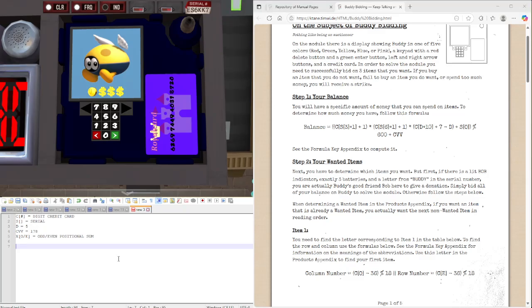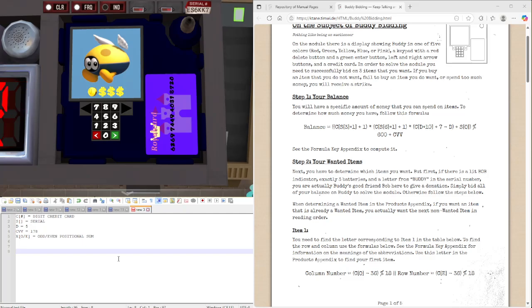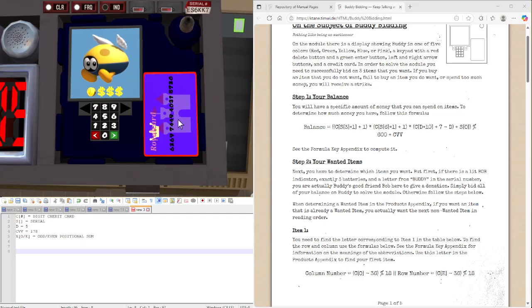So, to figure out our balance, we need the position on the card in the position of the third digit of the serial number plus 1. The third character of the serial number is 6, so this becomes 6, plus 1 is 7, so the 7th position on the card is 1, 2, 3, 4, 5, 6, 7, 4.